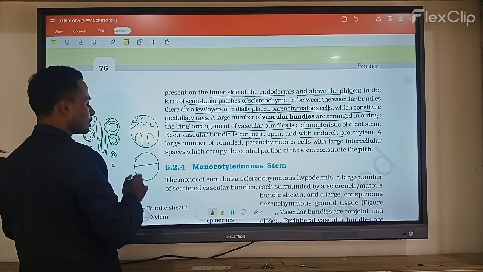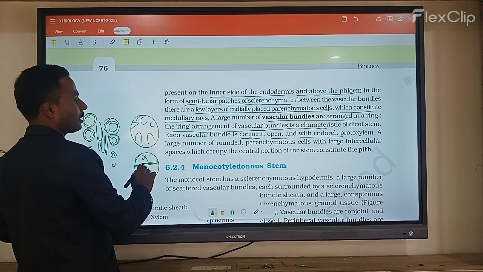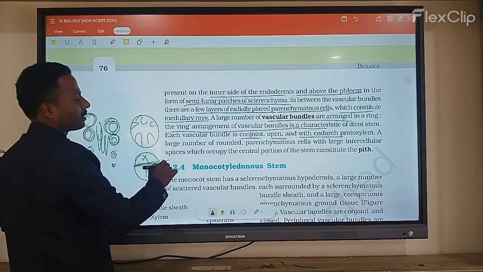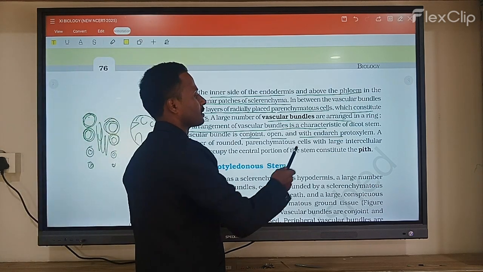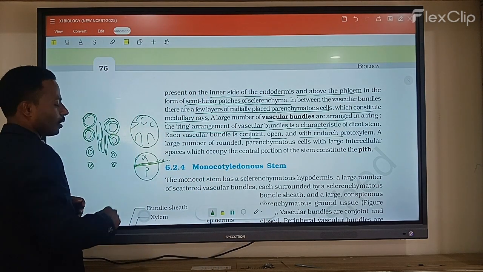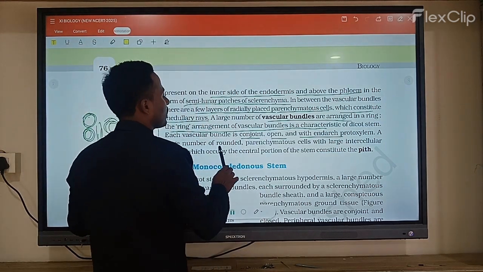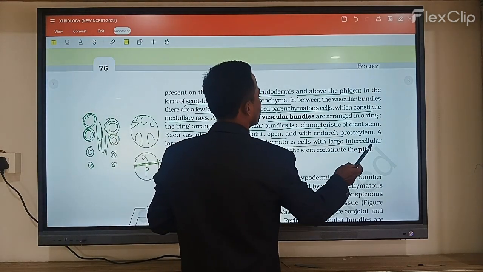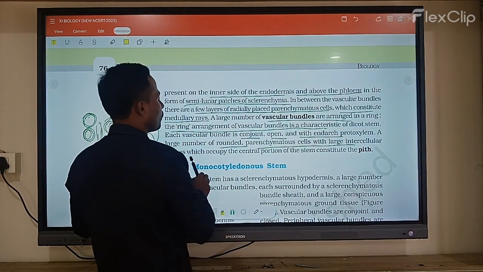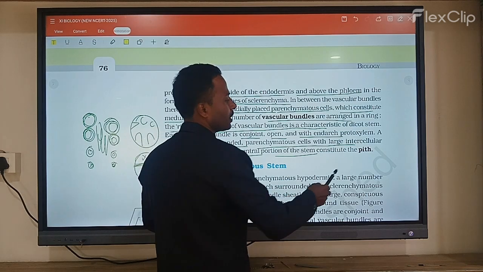Here in the vascular bundle, the xylem and the phloem are separated by the cambium. That is called an open vascular bundle. And the xylem is endarch, with the protoxylem present towards the pith. Next, a large number of rounded parenchyma cells with intercellular spaces occupying the central portion of the stem is called the pith.